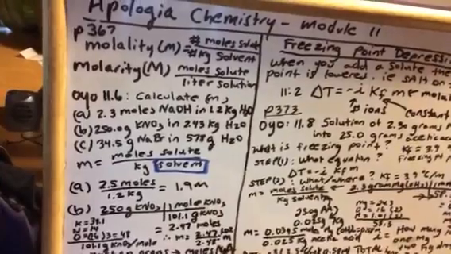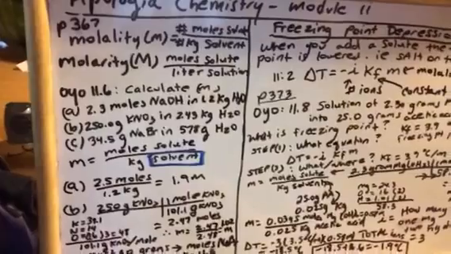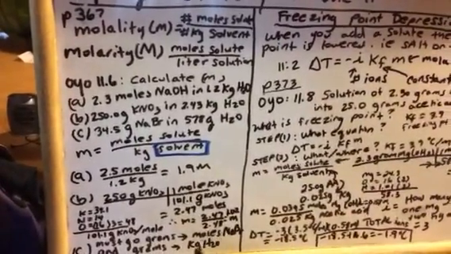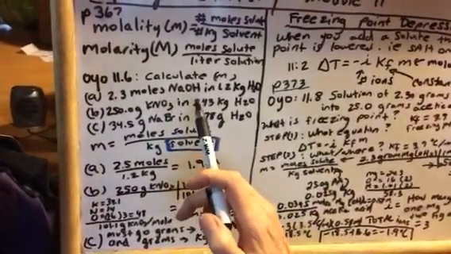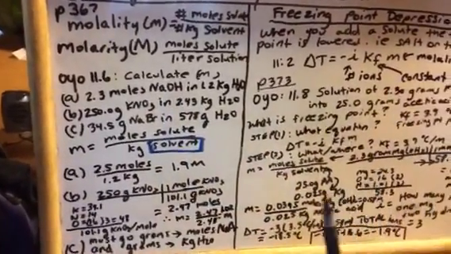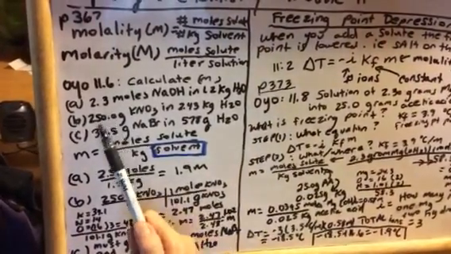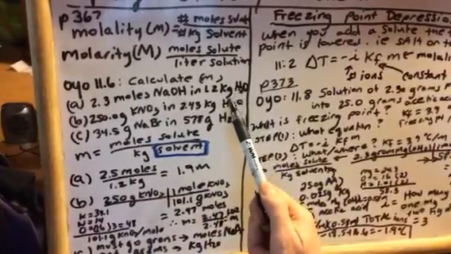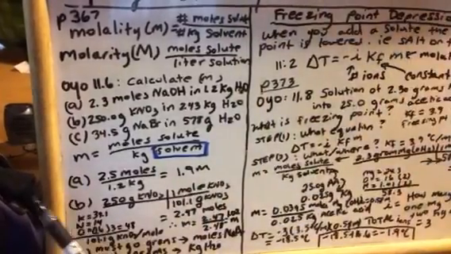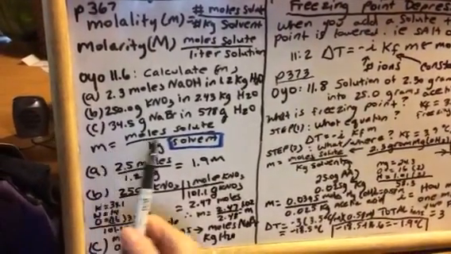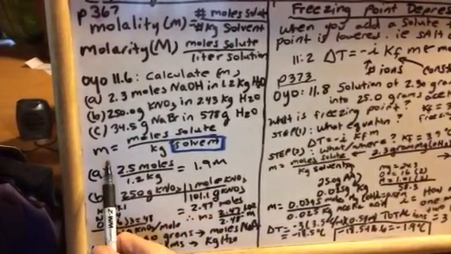So again, that's going to be the moles of solute divided by the kilograms of solvent, and it will tell you that. So for number A, it says you have 2.3 moles of NaOH. That is your solute, in 1.2 kilograms of water. That is your solvent. So you have 2.3 moles of NaOH and 1.2 kilograms of H2O. The solute divided by the solvent. So that's just a straight up calculation. You're going to have the moles of solute divided by the kilograms of solvent just by definition for molality.